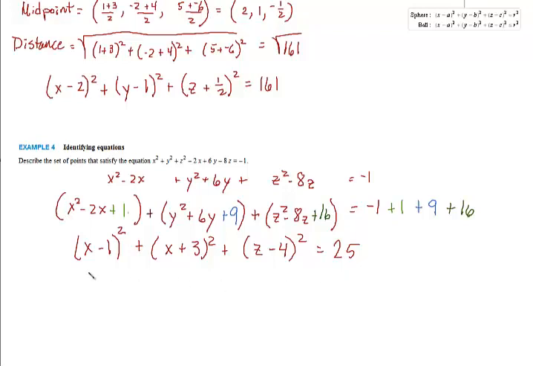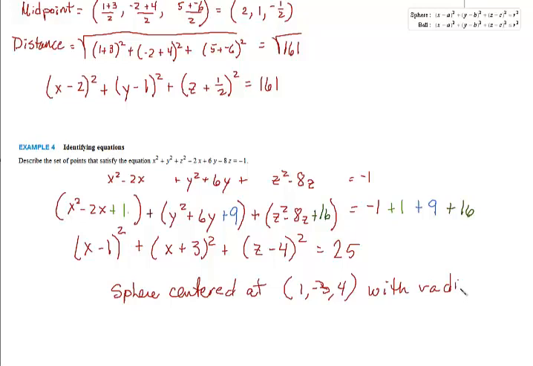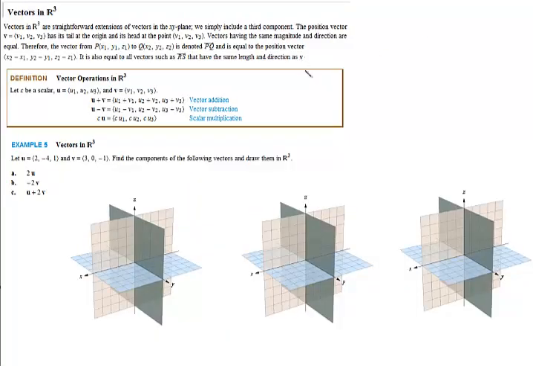That means I have a sphere centered at 1, -3, 4 with radius 5. Just extending what we did in college algebra. We're just extending our vector information now into 3 space.